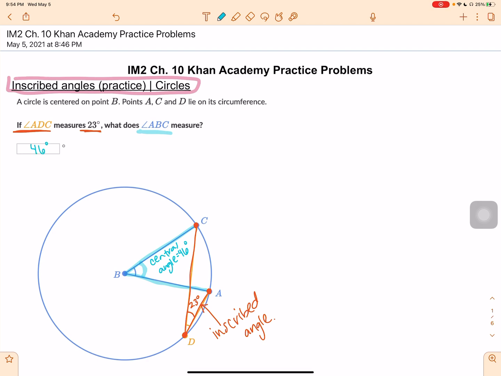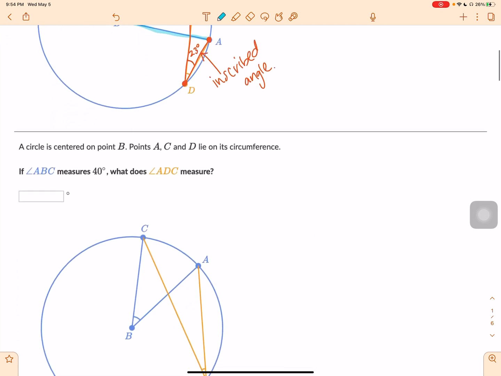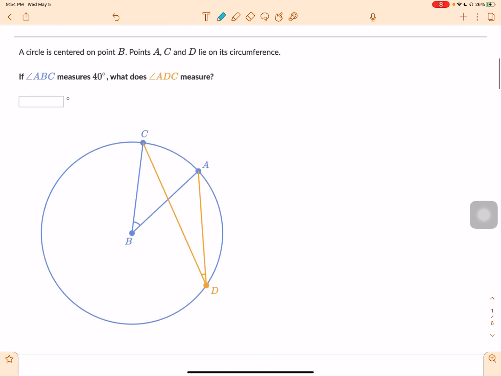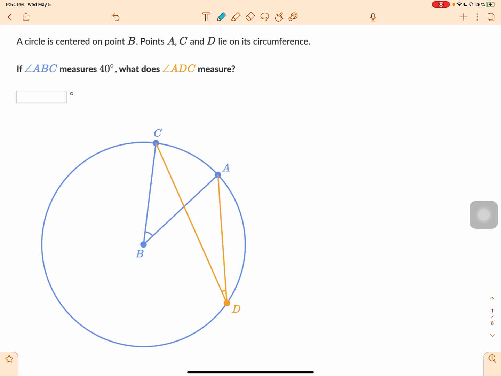So you can think of it as the central angle is twice the amount of the inscribed angle, or the inscribed angle is half of the central angle. And I'm going to go through these as quickly as I can while explaining it, so if I ever go too fast, just make sure to pause, okay? You have control to pace yourself throughout this video.